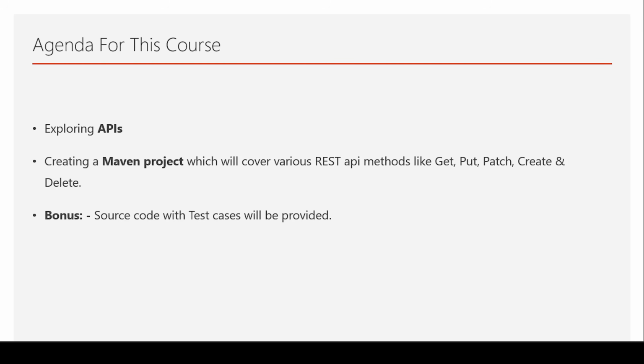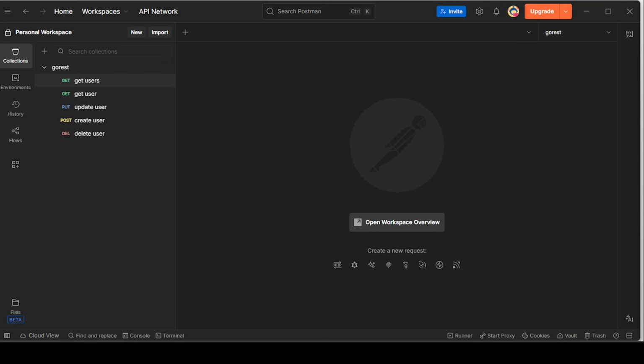In this video, we will explore APIs and then we will create a Maven project which will cover the various REST methods that it supports, like get, put, delete, create and patch, right? And then the bonus is that you will all get the source code along with the test cases, right? So let's start with the APIs part first. So I will open my Postman.